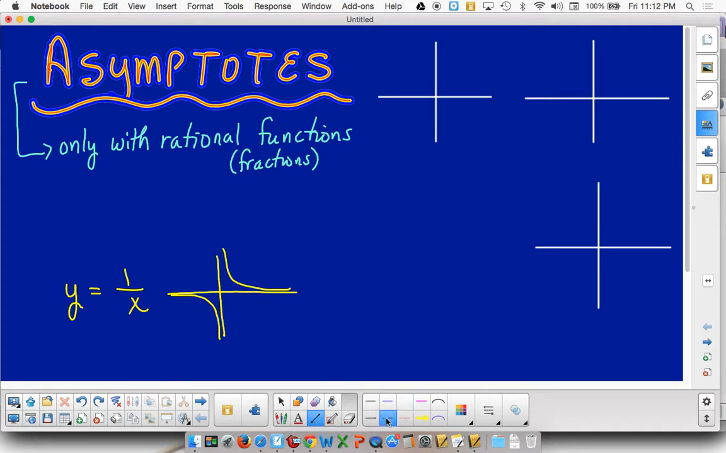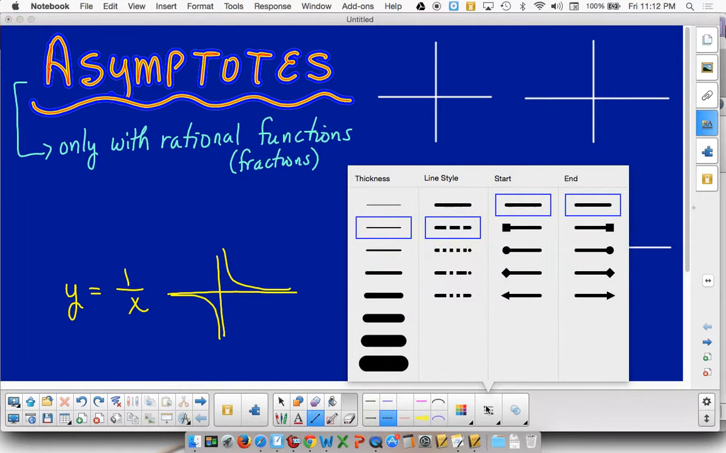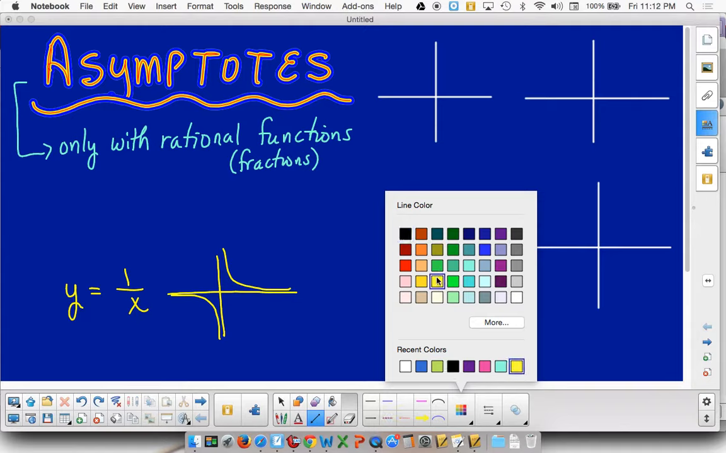Give me a second, oh, that one is dotted. Okay, never mind. Hang on a second, I'm trying to change colors here.